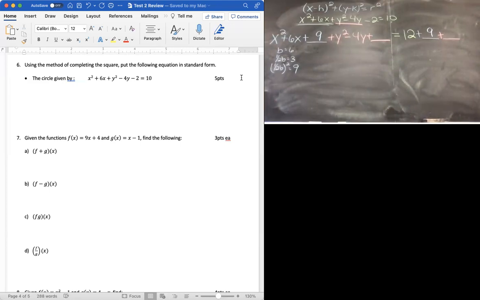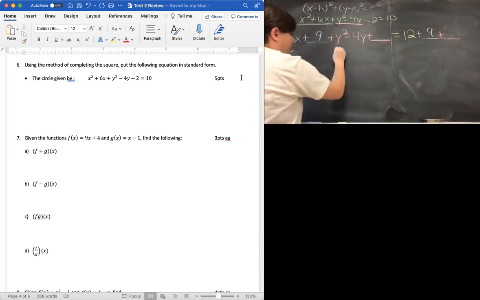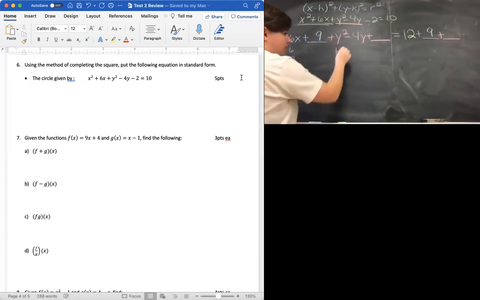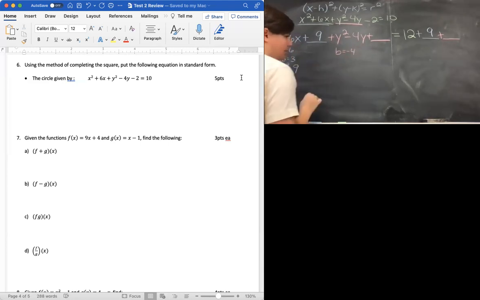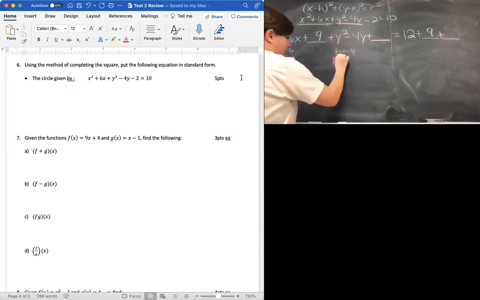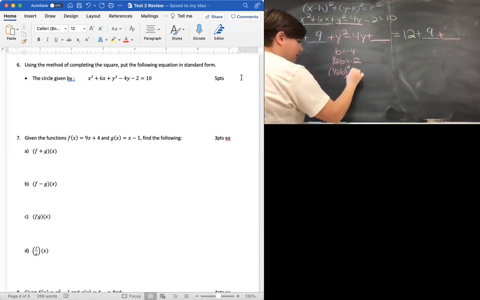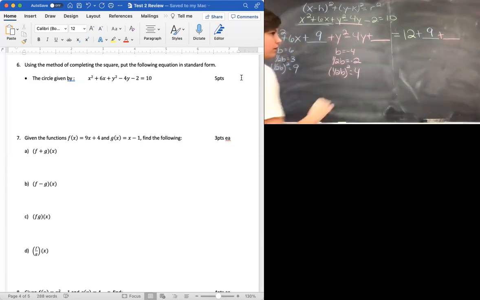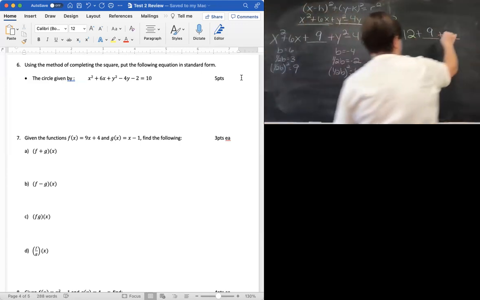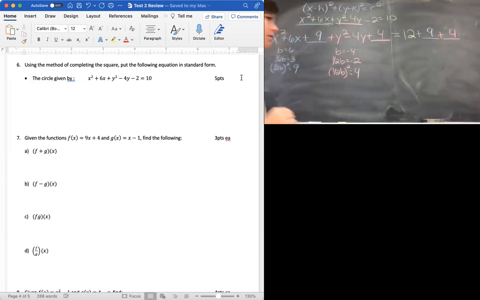Okay, so let's look at y. y squared minus 4y. My b is minus 4. So 1/2 b is minus 2. So 1/2 b squared is 4. So I put 4 and 4 into both of those spots.